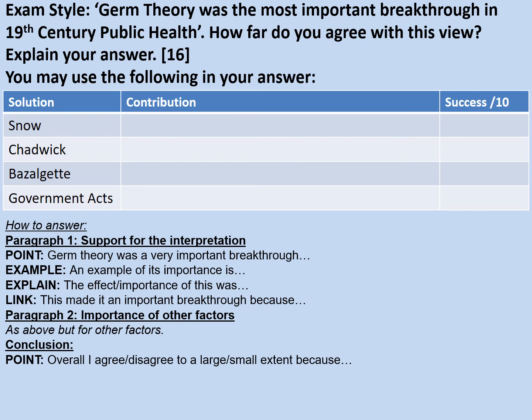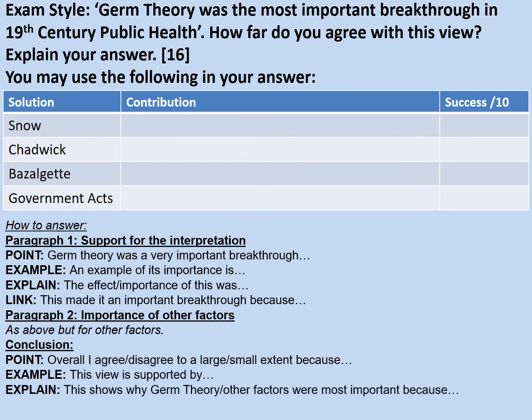Overall, I agree or disagree to a large or small extent because this view is supported by, and this shows that germ theory or other factors were most important because. Then finally, you can evaluate your answer. This view is better supported by the evidence because, and that's where you start comparing the strength of your evidence and examples. If you did the success out of 10 section, then that will probably help you with it.